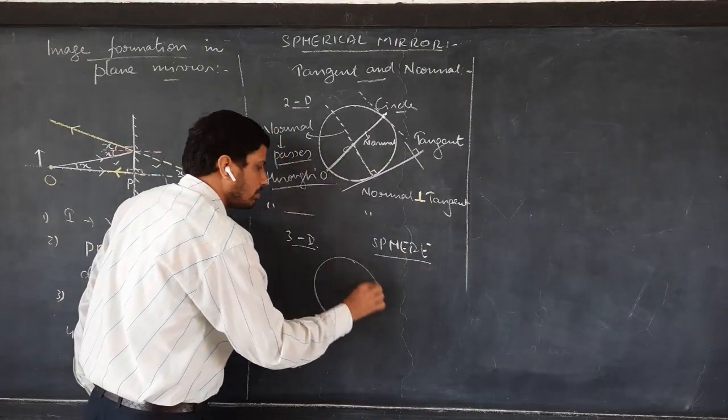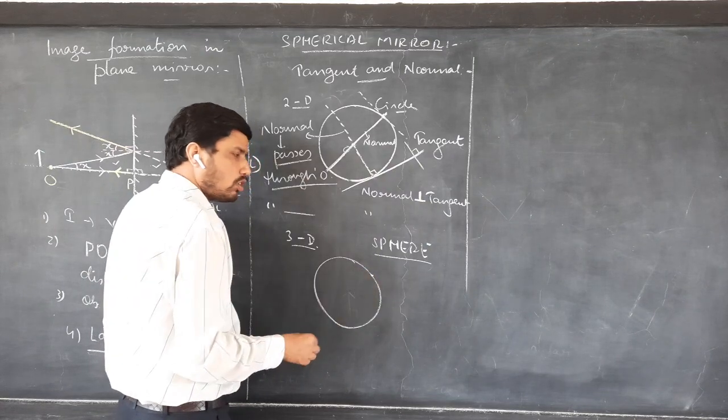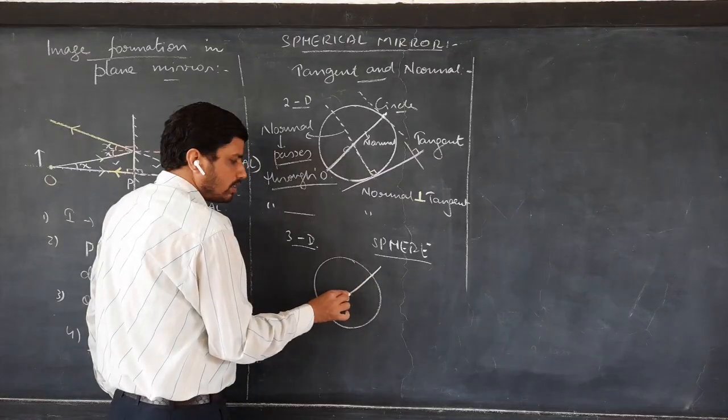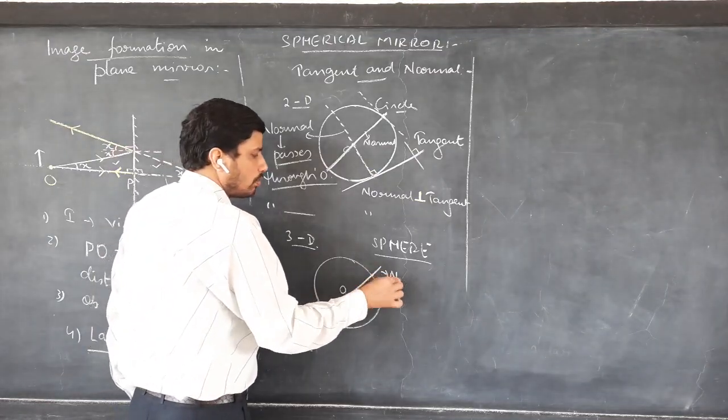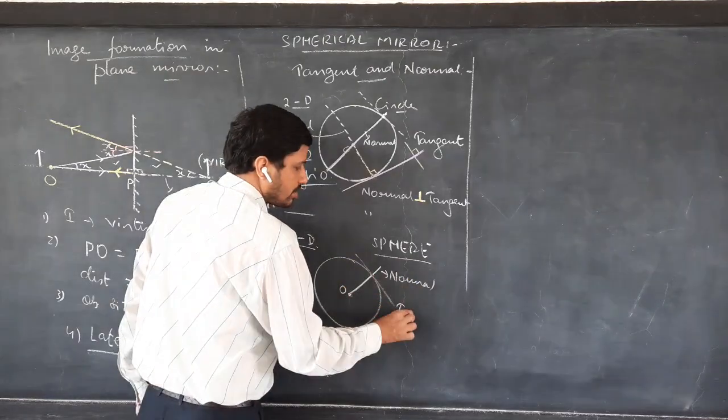In case of a sphere, also same thing. At any point on the sphere, if you wish to draw a normal, simply draw a line passing through the center of that sphere. So this is the normal. And this one will be the tangent.